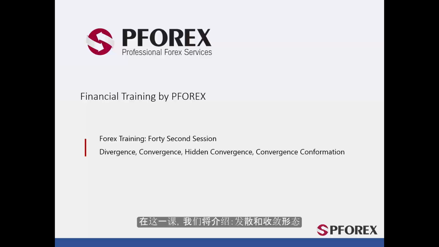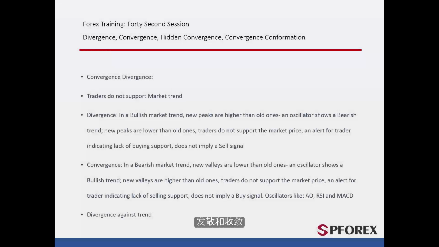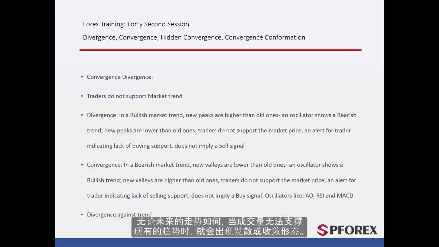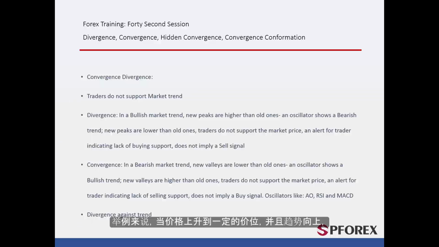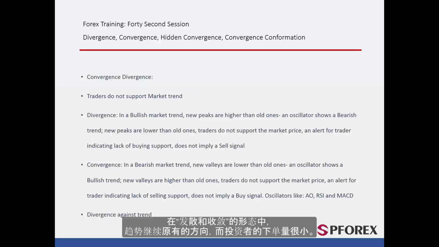In this session, divergence and convergence will be studied thoroughly. Divergence and convergence. When transaction volume does not support a given trend direction despite further advance, then divergence or convergence will occur. For instance, price has increased to a certain level with further upward direction. However, most of the traders did not have a tendency to place a buy order anymore, and some of them closed their orders. In convergence and divergence condition, trend continues its current direction with little orders placed by traders.